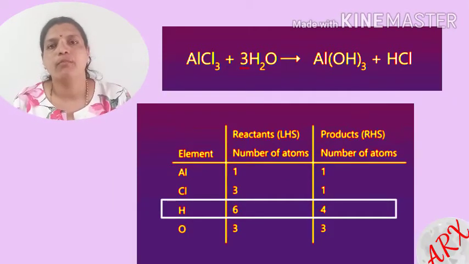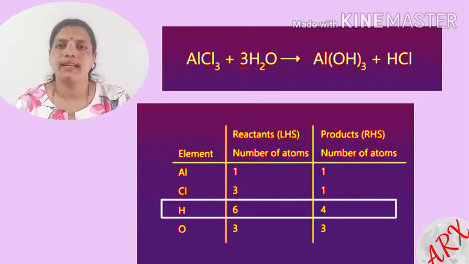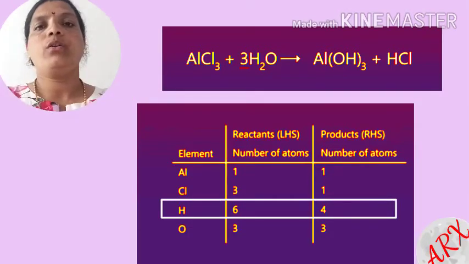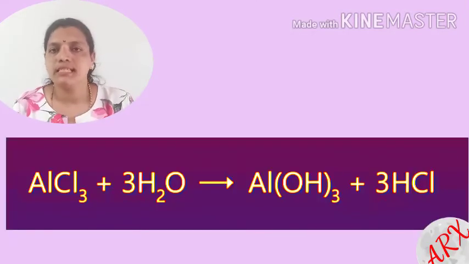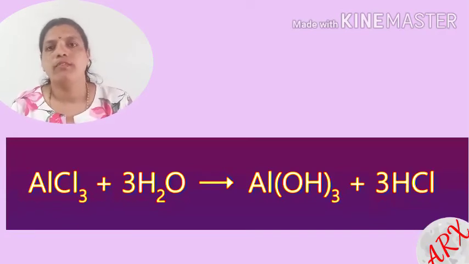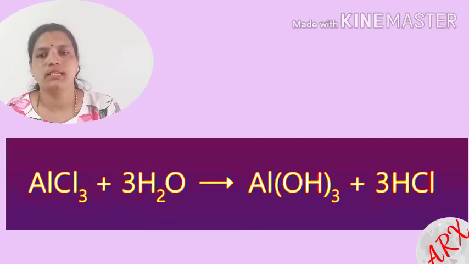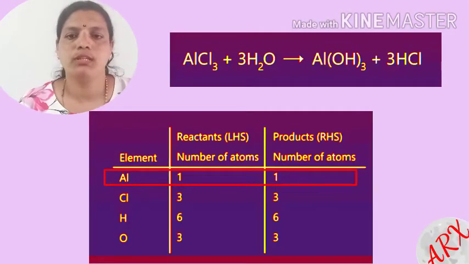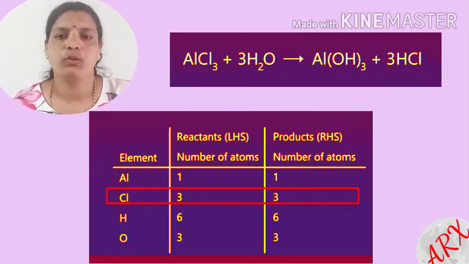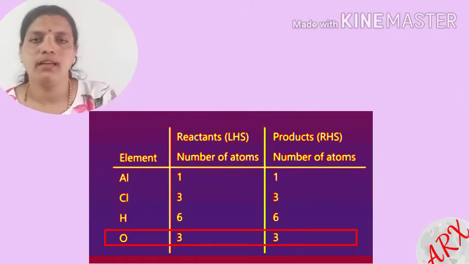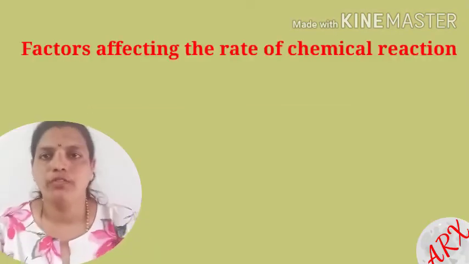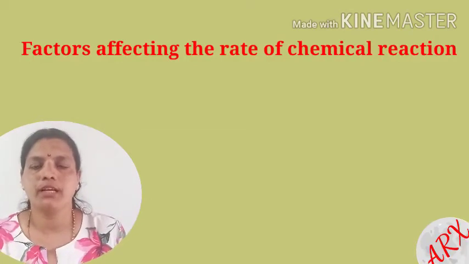If we see, the number of hydrogen is 4 on the right hand side. So we will multiply hydrochloric acid by 3. So the final balanced reaction will be AlCl3 plus 3H2O gives Al(OH)3 plus 3HCl. Now we'll see the number of atoms on both sides. Aluminium is 1 on both sides, chlorine is 3 on both sides, hydrogen 6 on both sides, and oxygen is 3 on both sides. Now we will move on towards the factors affecting chemical reaction.